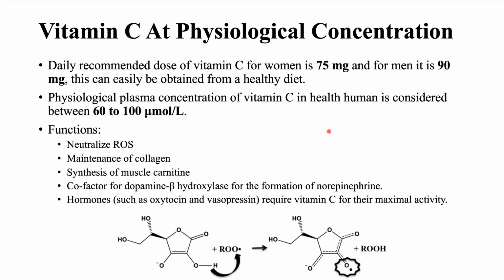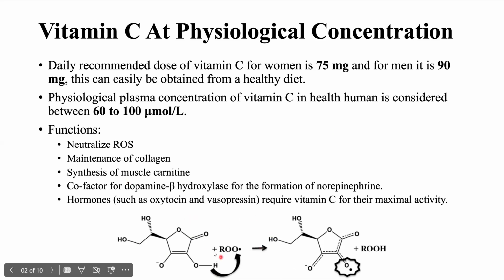But otherwise, we are producing ROS on a daily basis, and it has to be neutralized by agents like vitamin C itself. Other than that, it has other functions as well, such as maintenance of collagen, synthesis of muscle keratin, and several other functions like cofactor for dopamine beta hydroxylase. That's the enzyme, and vitamin C acts as a cofactor for that enzyme, and then causes the formation of norepinephrine. After that, if we talk about hormones, we also require vitamin C for them to show their maximum activity.